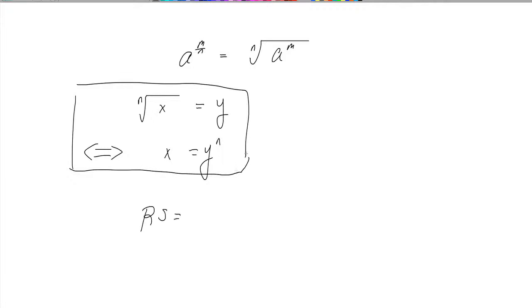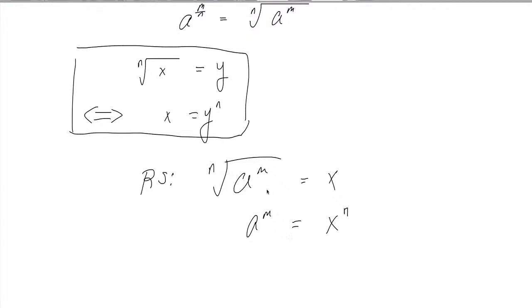All roots. So if you have the nth root of a to the power of m, let's set it equal to x. Then we can clearly say what's inside the root is equal to x to the power of n. So here we can use the exponent law and raise both sides by the power of 1 over n.